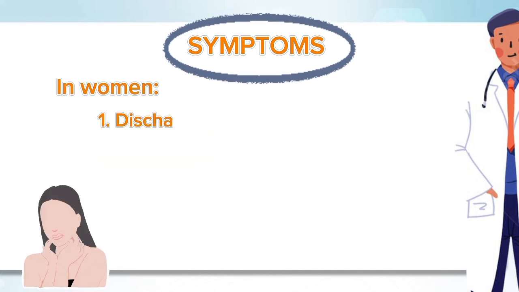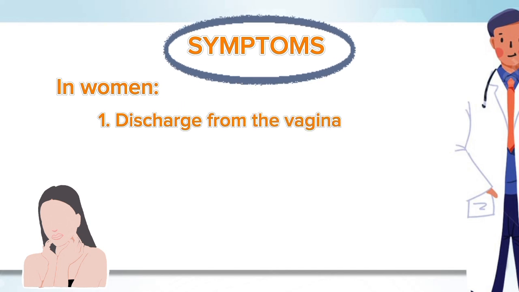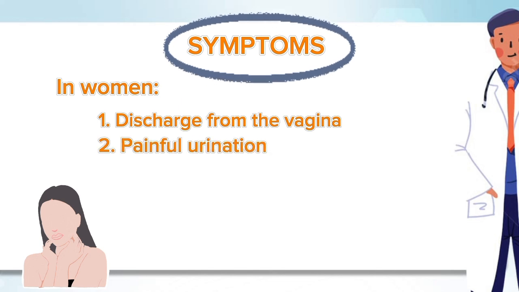In women, discharge from the vagina. This can be white, yellow, or green in color and may have a foul odor. Painful urination. This is a common symptom of gonorrhea, and it can also be a sign of other STIs.